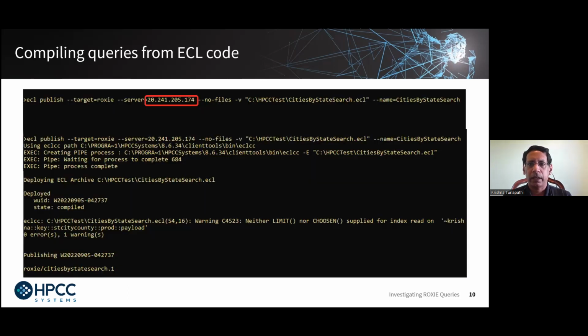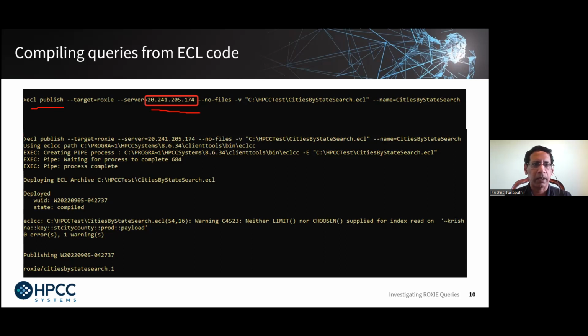Now, let's take a look at what happens when you actually compile and publish a query from a command line. Here, I'm using the ECL publish command. The server IP address is the IP address of the ECL watch we got from running the kube control get service command.